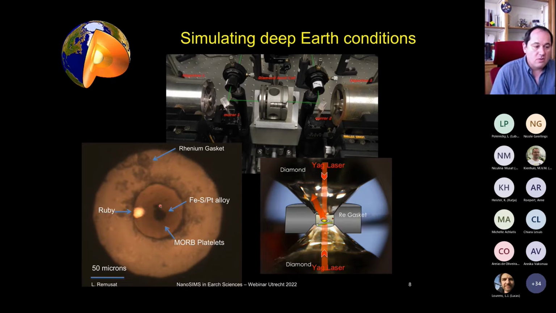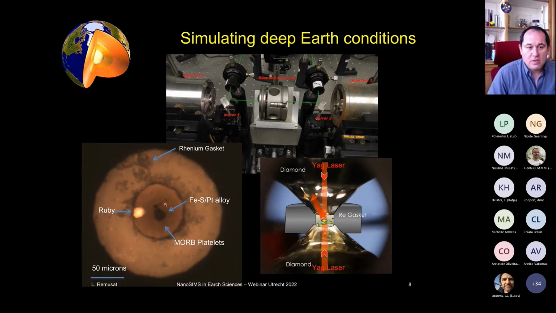And so we can look at, for instance, the partitioning of the elements between a metallic core that would be an alloy, a sulfur iron, or iron platinum that would correspond to the core of the planet, and around it a silicate that would correspond to the mantle.